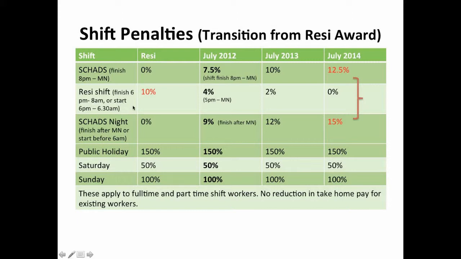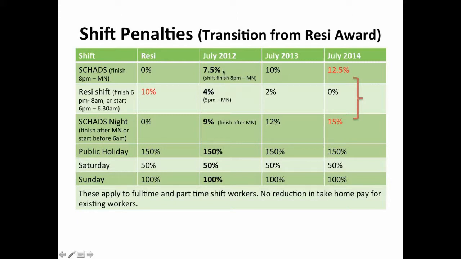and finishes at 6:30 a.m. and that was a 10% loading. That loading actually needs to phase out because that no longer applies in the modern award. So what we'll be doing at the same time as we're phasing in this 7.5%, we're actually reducing the 10% to a 4% loading. That was from July last year.